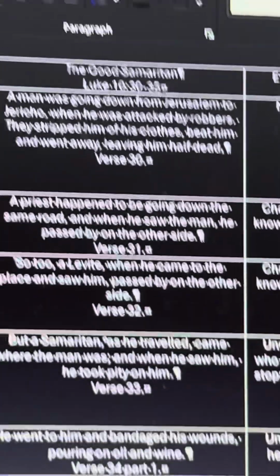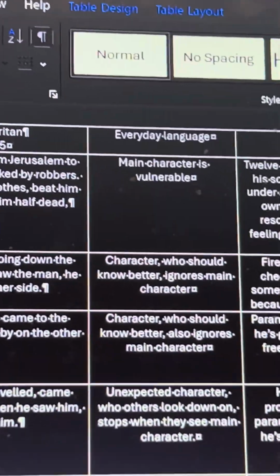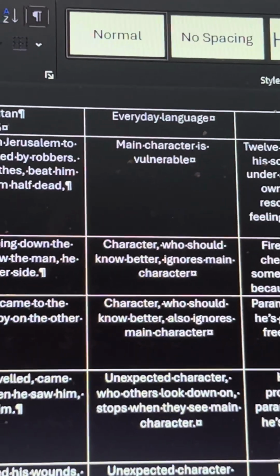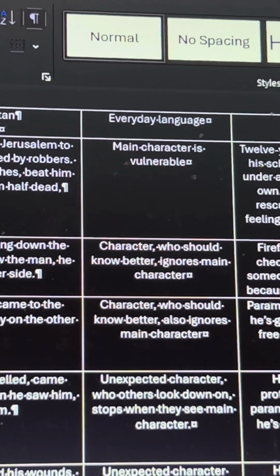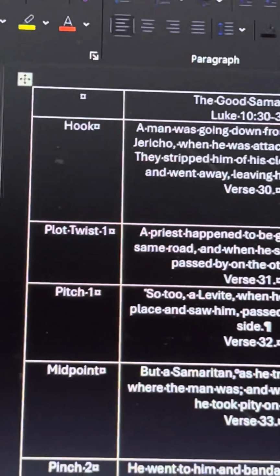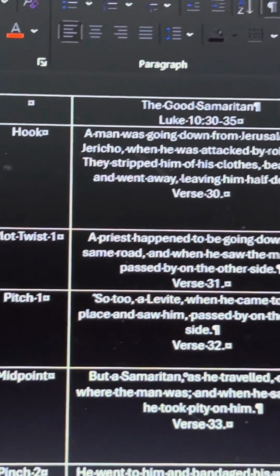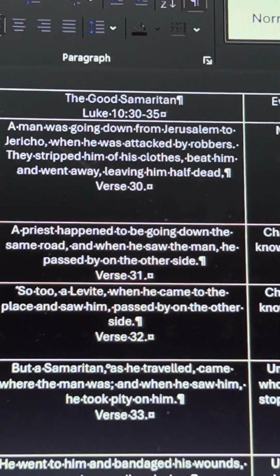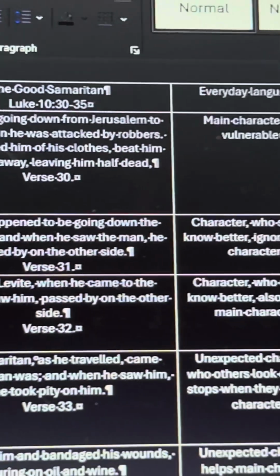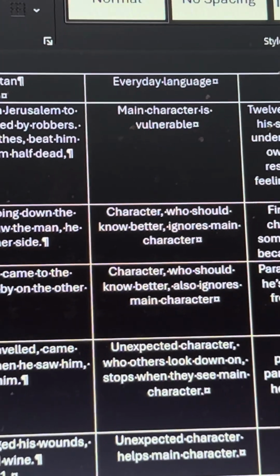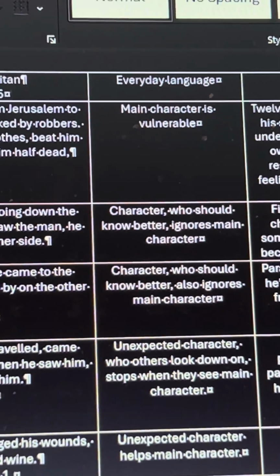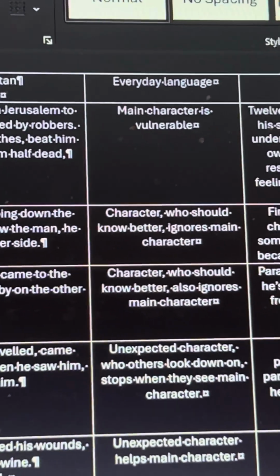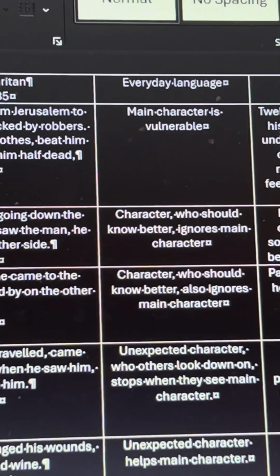So now what I'm going to do is break it down and turn the Good Samaritan into everyday language. If we look at the hook, the Jewish man was attacked and left for dead by robbers. In everyday language, a main character is vulnerable. That's basically what it is. He was made vulnerable.